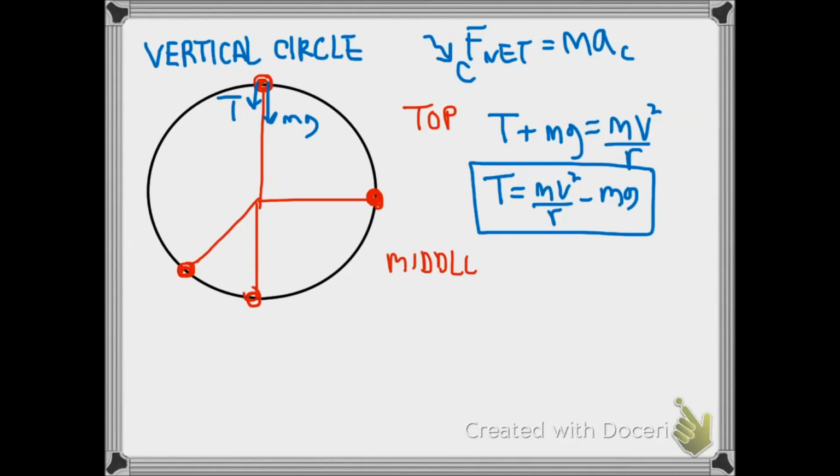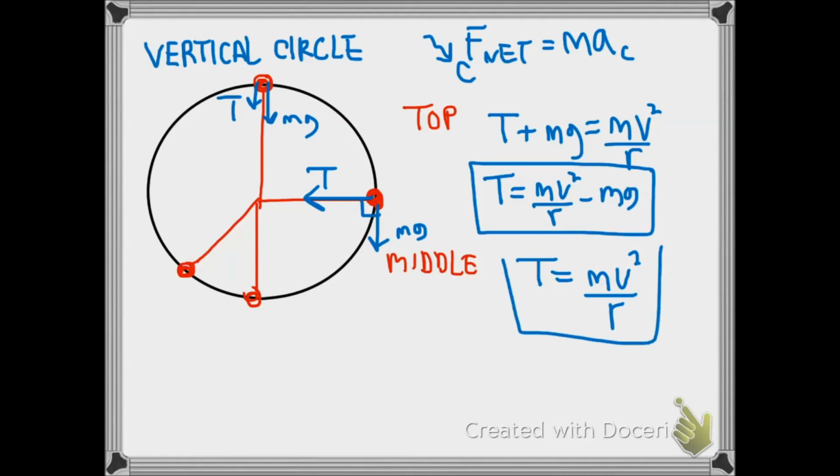It's different when we get to the middle. When we get to the middle, only the tension is pointing towards the center of the circle. The weight is actually pointing to the center of the Earth like it always does. Because there's no component of the weight going toward the center, the tension is simply equal to mv squared over r. It's what's causing the cork to go in a circle.